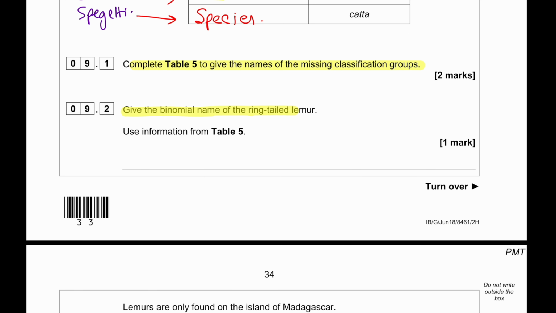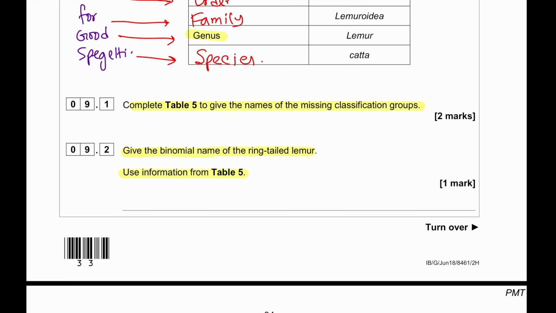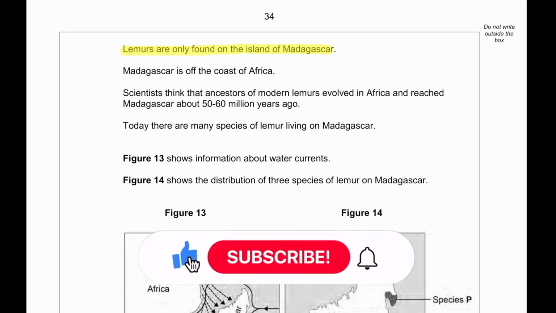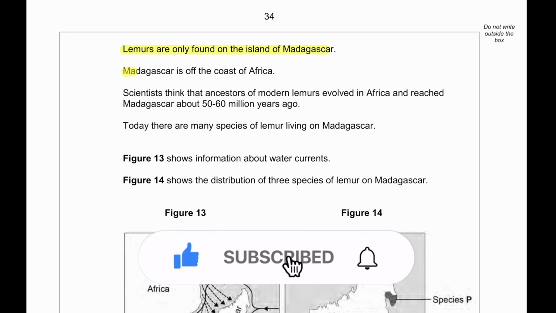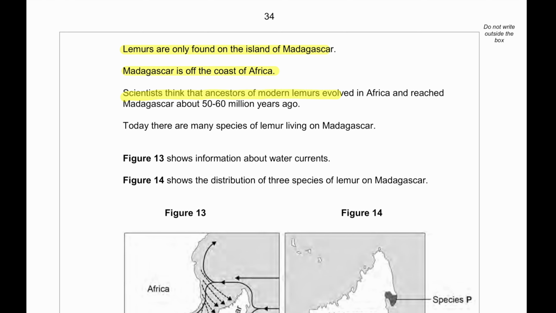Write the binomial name of the ring-tailed lemur using information from table 5. Binomial name is the two-part name. So the lemur is Lemur catta. Lemurs are only found on the islands of Madagascar. Madagascar is off the coast of Africa. Scientists think the ancestors of modern lemurs evolved in Africa and reached Madagascar about 50 to 60 million years ago. Today, there are many species of lemur living in Madagascar.